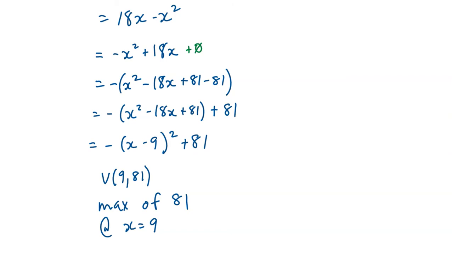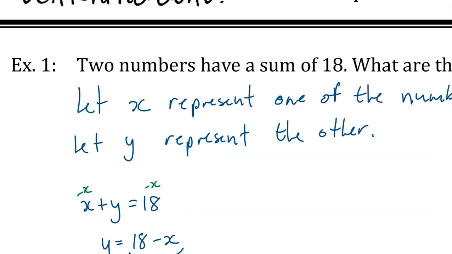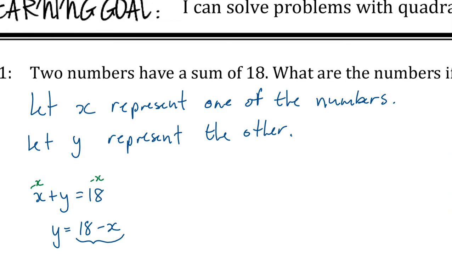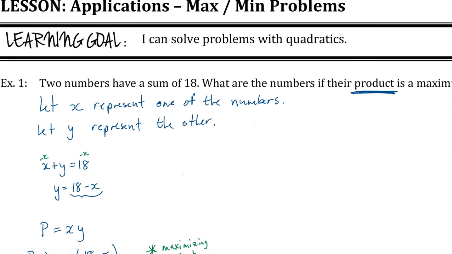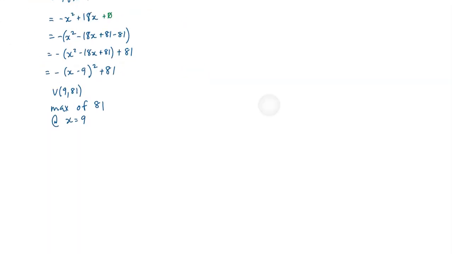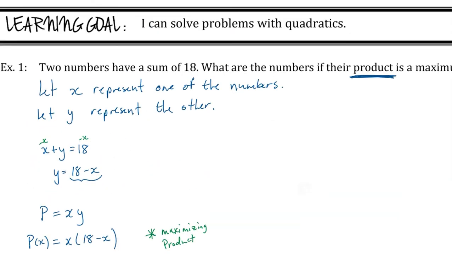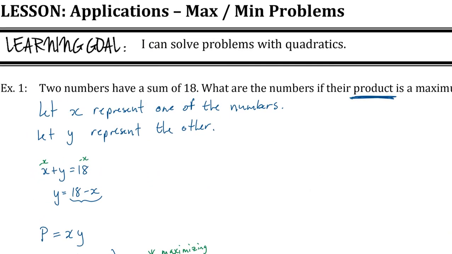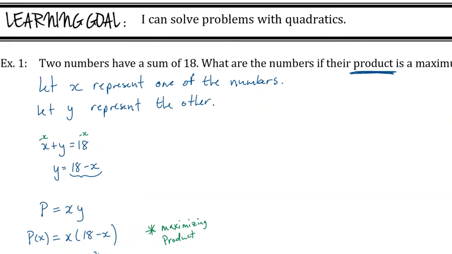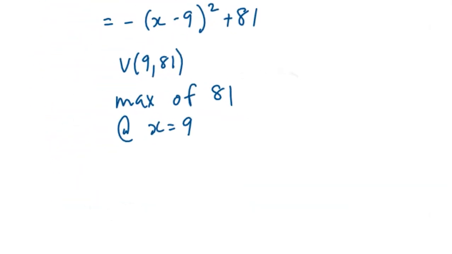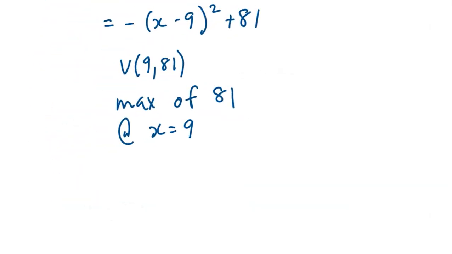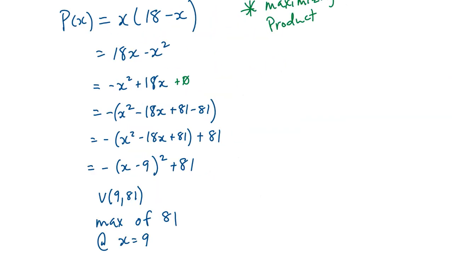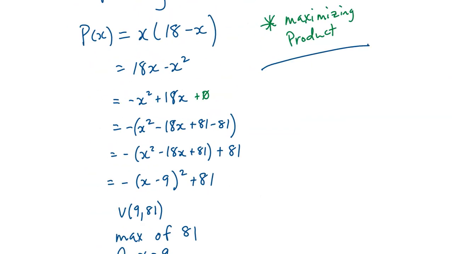We'll get used to it when we practice, but I'm going to go back up to my let statements and what the question was: their product is a maximum. Okay, well, I got a maximum. That's good. What are the numbers? X and Y are the numbers. Well, I do have this x equals 9 thing written here. And what is this a max of? It's a max product.